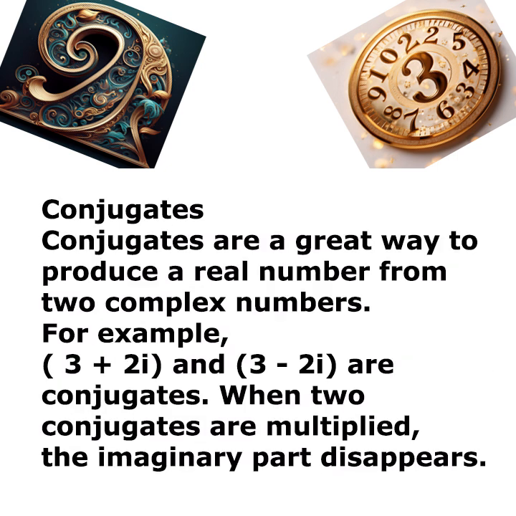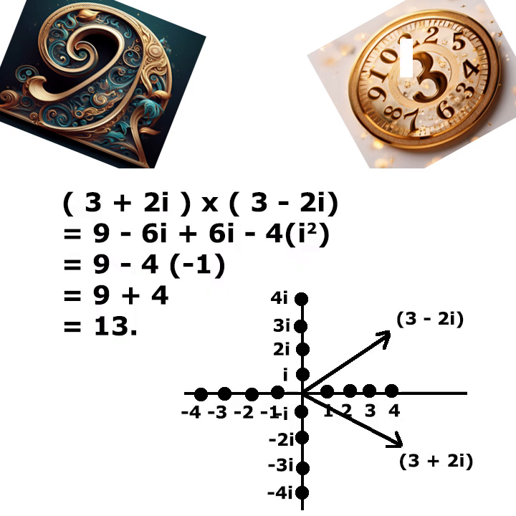Conjugates. Conjugates are a great way to produce a real number from two complex numbers. For example, 3 plus 2i and 3 minus 2i are conjugates. When two conjugates are multiplied, the imaginary part disappears. 3 plus 2i multiplied by 3 minus 2i equals 13.